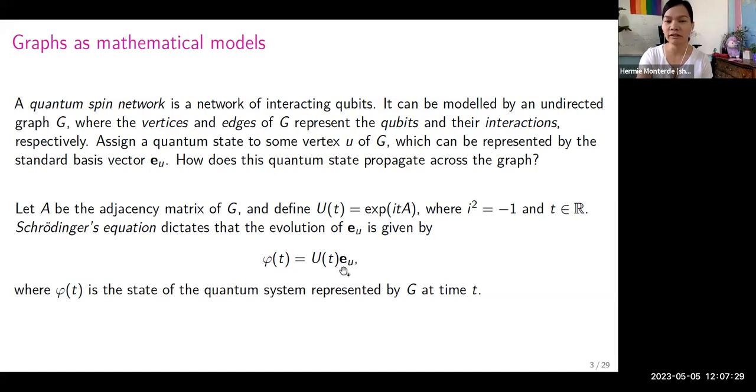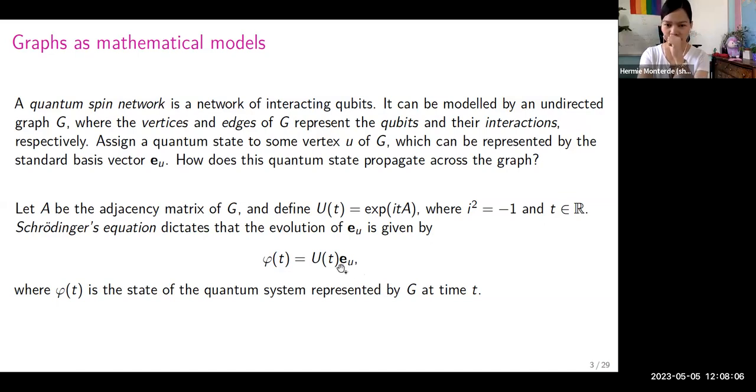Now let's break down this e_u. When you assign a quantum state at vertex u, that is represented by the standard basis vector e_u. To know how it propagates across the graph, you simply hit that e_u by U(t), and you get P(t), which is the state of the quantum system represented by the graph at time t. This answers our question. To determine how the quantum state propagates across the graph, we only need to look at U(t) times e_u.